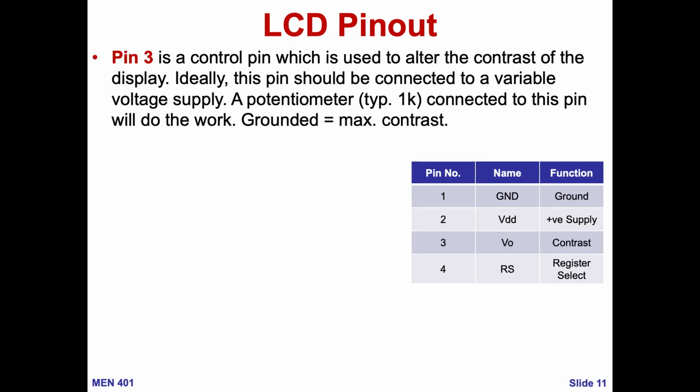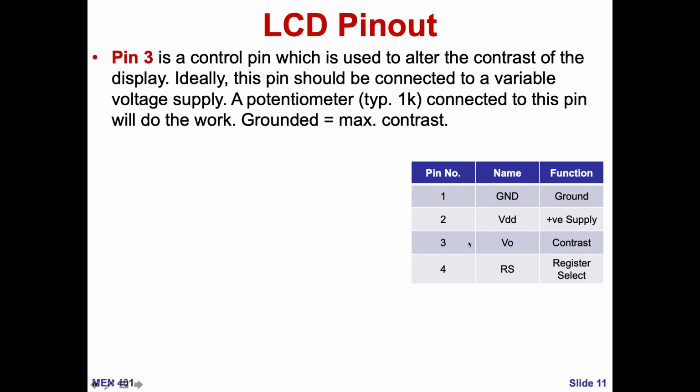Pin 3 is a contrast pin. So it should be a voltage here, and this is where the contrast is set. The contrast is in fact the difference between dark and light. The maximum contrast is when this pin is grounded, so it is connected to ground. However, typically we connect this to a potentiometer to create a certain voltage divider, and by changing this potentiometer, I am changing the contrast of the LCD.